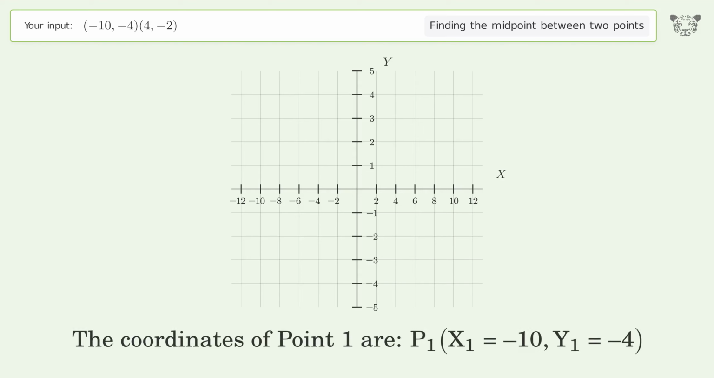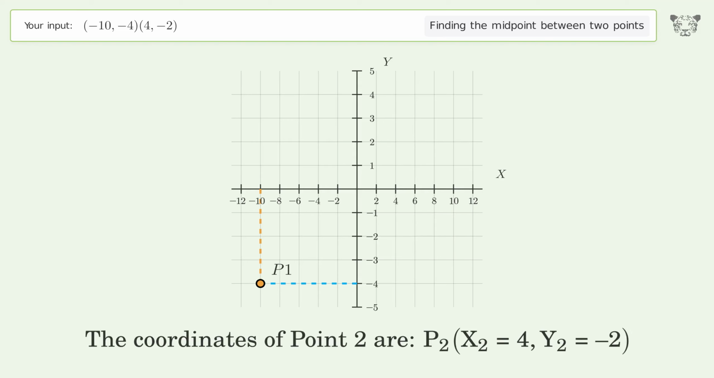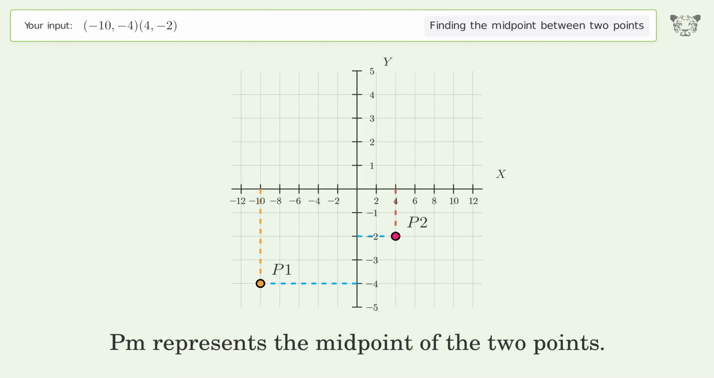The coordinates of point 1 are x1 equals -10, y1 equals -4. The coordinates of point 2 are x2 equals 4, y2 equals -2. PM represents the midpoint of the 2 points.